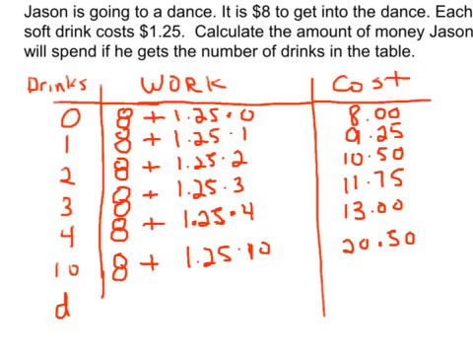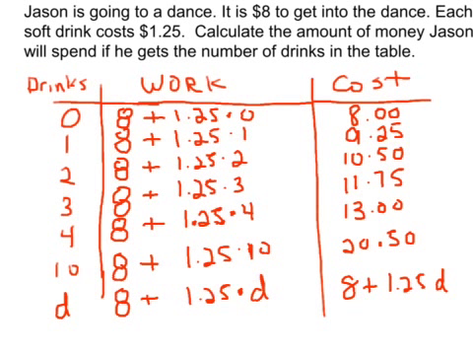Okay? So what are we going to do if it's D, the number of drinks? If we look at the pattern, Jason's always going to pay $8 to get in and $1.25, and then the 0, 1, 2, 3, 4, and 10 are all the number of drinks that he would buy. So it would be times D. So the overall expression for the amount of money he needs is 8 plus 1.25D.